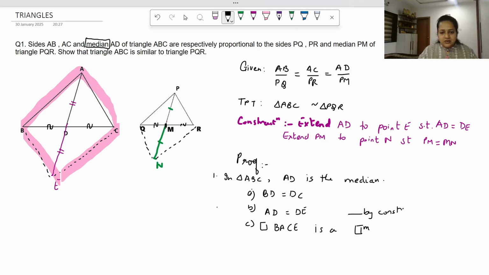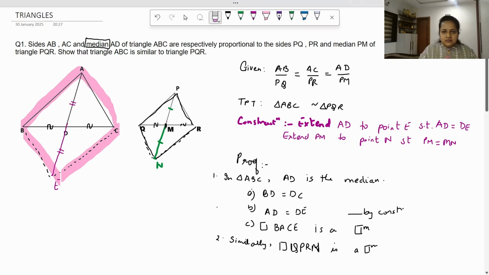Got it? Now we can write similarly, what can we say about quadrilateral QPRN? It is also a parallelogram. We'll write therefore quadrilateral QPRN is a parallelogram. So we proved it's a parallelogram.